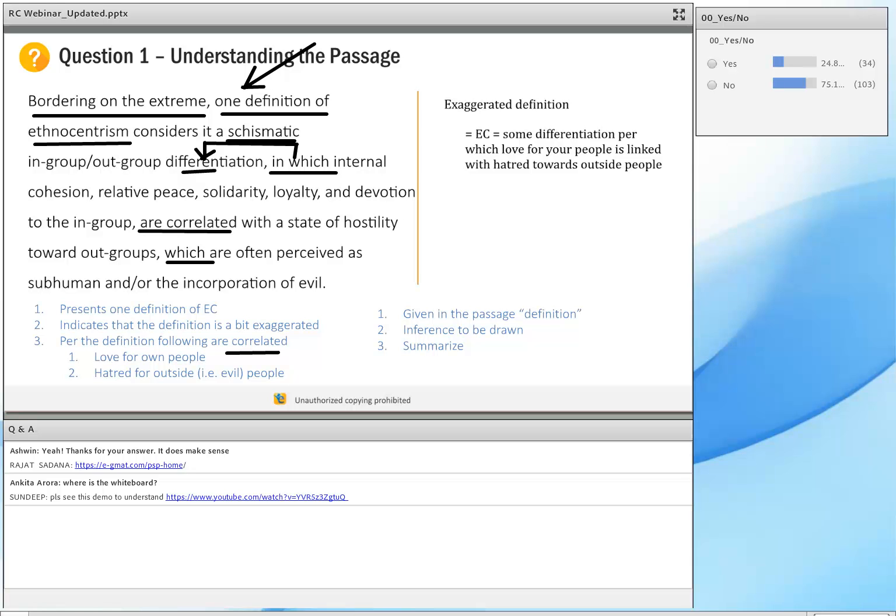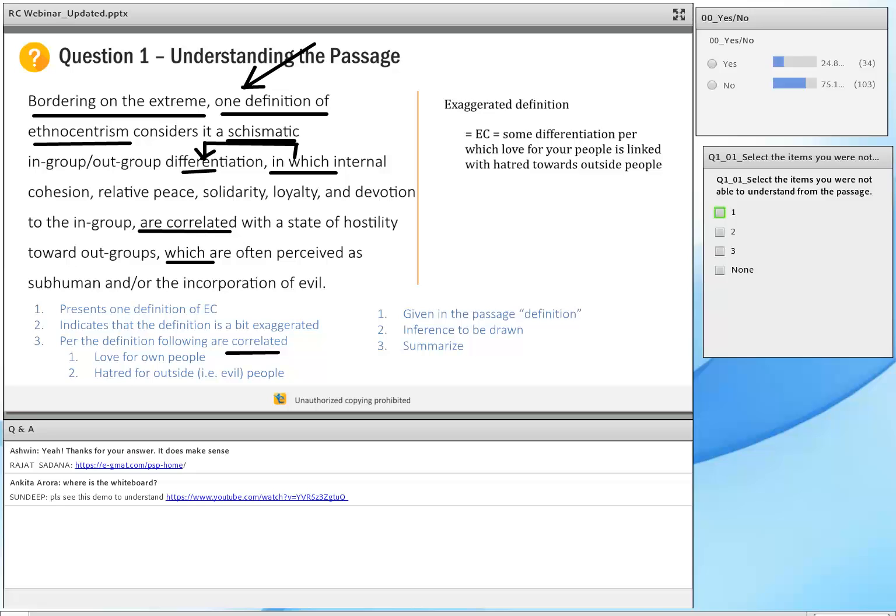Now, how many of you were able to extract all three from it, or essentially 1, 2, and 3, select the items that you were not able to understand from the passage? One is present one definition of EC. Second is indicate that definition is exaggerated, and the third is per this definition these three happen. And if you're able to actually infer everything out of the passage, select none. And this is a multiple response question, so if you weren't able to infer one or two, you can choose 1 and 2 both.